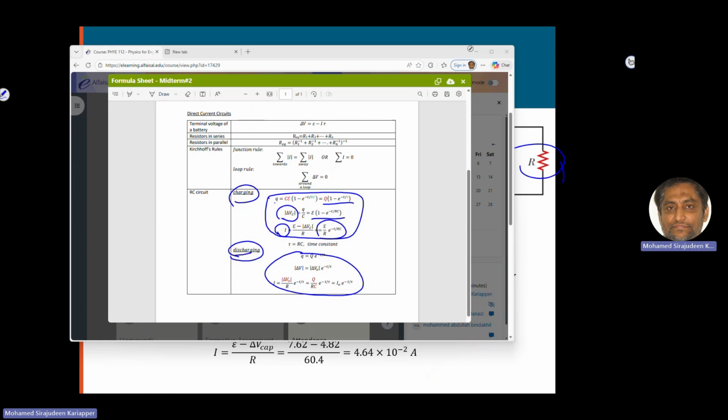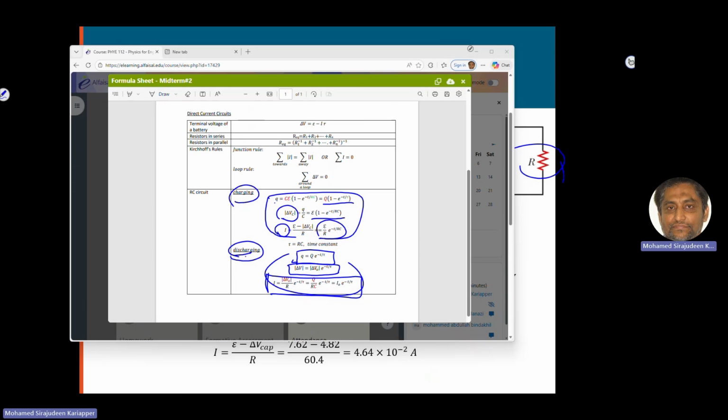Then while discharging, we have a different set of equations. They are not the same. You can see it very clearly. The Q as a function of time, this is discharging. This is the potential difference as a function of time. This is the current in the circuit as a function of time.